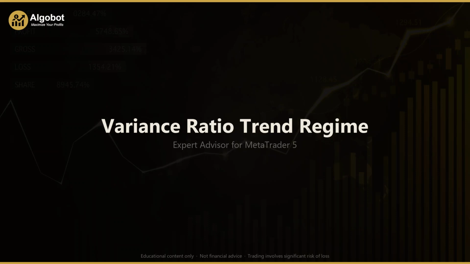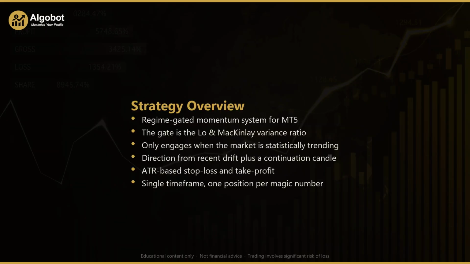By the end of this video, you'll understand how that filter works, how the strategy sets its direction, and how it manages its stop and target. Let's get into it. So what does this expert advisor actually do? At its heart, Variance Ratio Trend Regime is a momentum strategy with a gatekeeper. Plenty of systems try to ride a trend, but they run into trouble when the market isn't really trending, when price is just drifting sideways and chopping back and forth.